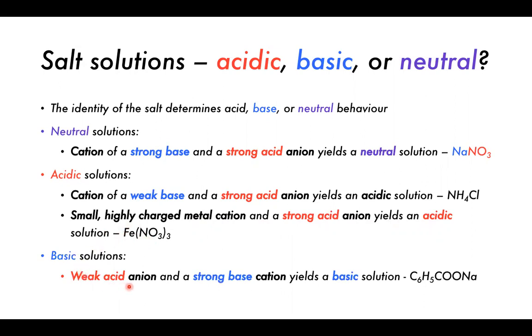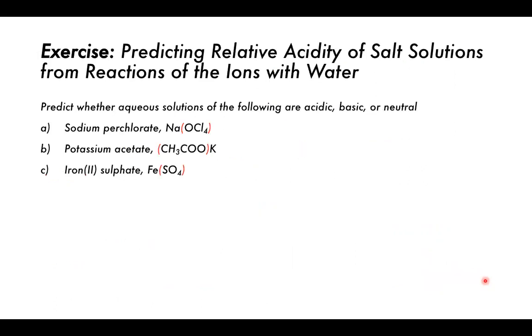Basic solutions have a weak acid anion and a basic cation, which yields a basic solution. For example, sodium benzoate, which is a weak acid anion and a strong base cation. Now let's look at predicting the relative acidity of salt solutions from reactions of the ions with water. Predict whether aqueous solutions of the following are acidic, basic, or neutral.